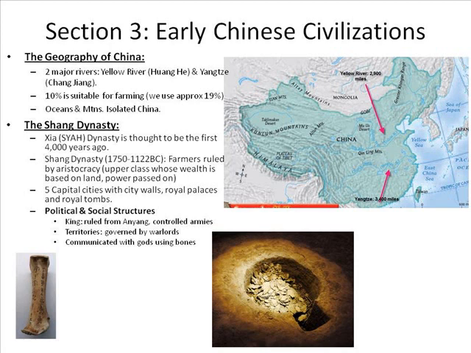Now, the Shang dynasty, it's right there. It says the Shai dynasty is thought to be the first, as I read to you. The Shang dynasty, given the dates, farmers ruled by aristocracy. There was an upper class whose wealth is based on land, as it is still to this day, it seems like, in the world. And power would be passed on from parent to child. There were 5 capital cities with walls, royal palaces, and royal tombs. And there were political and social structures for this, of course.